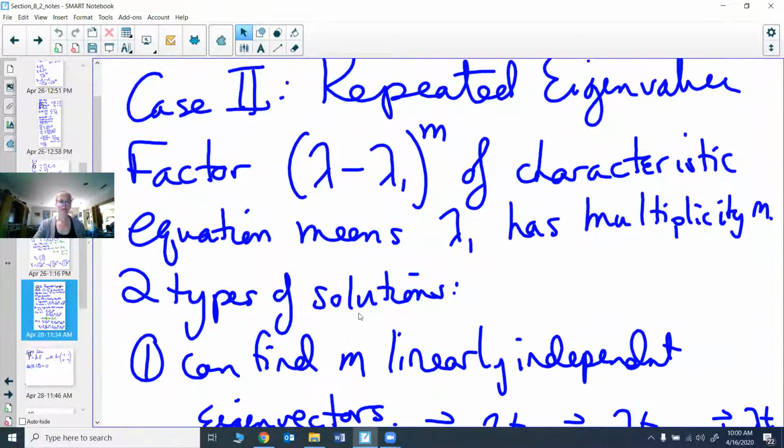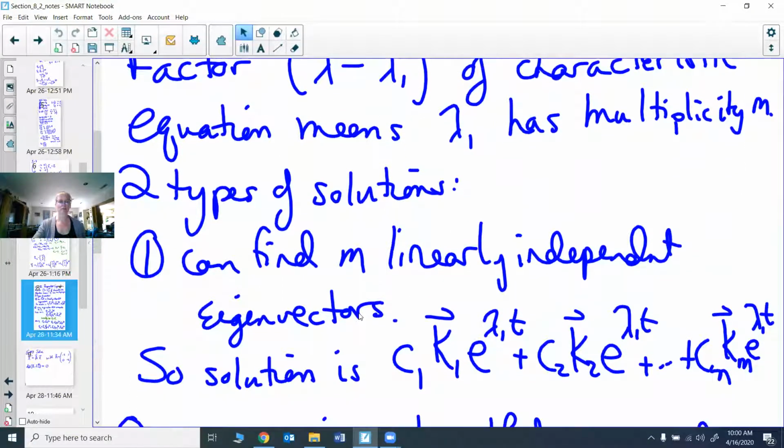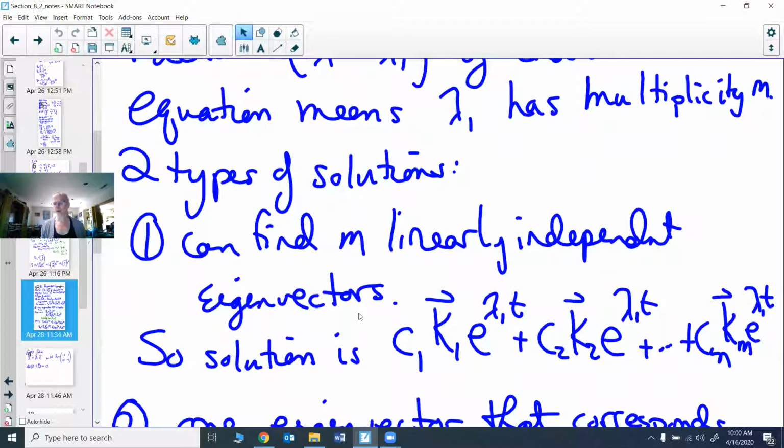If this happens, you actually can have two different types of solutions. The first type is that you can find m linearly independent eigenvectors. And so you would be able to just write your answer as C1 times that eigenvector with e to the lambda 1 t, plus C2 times a different eigenvector times e to the lambda 1 t. These are different eigenvectors, so these are different terms. And then you keep doing that all the way up, and you get all these different eigenvectors even though you have a multiplicity m eigenvalue.